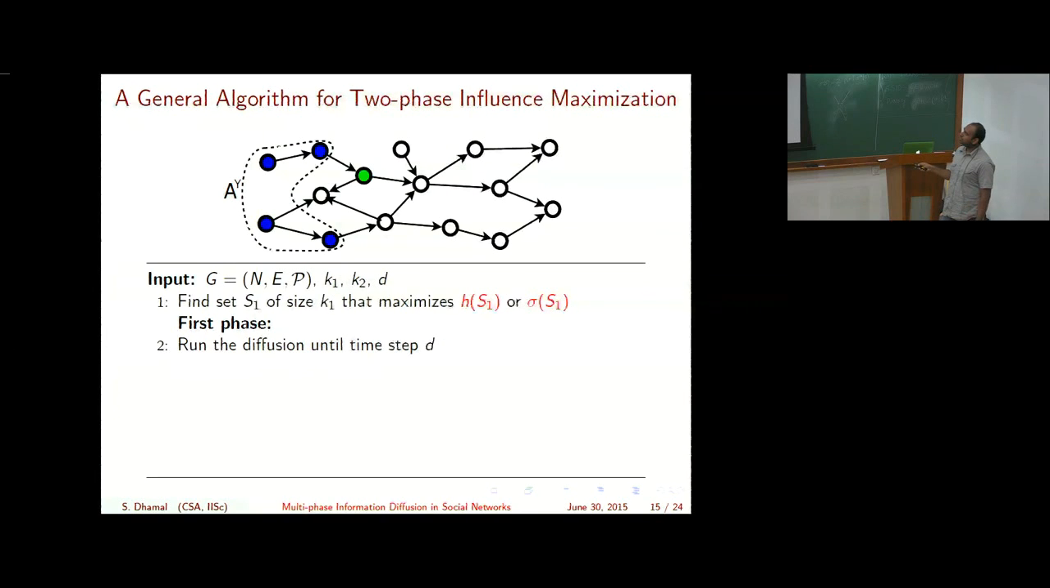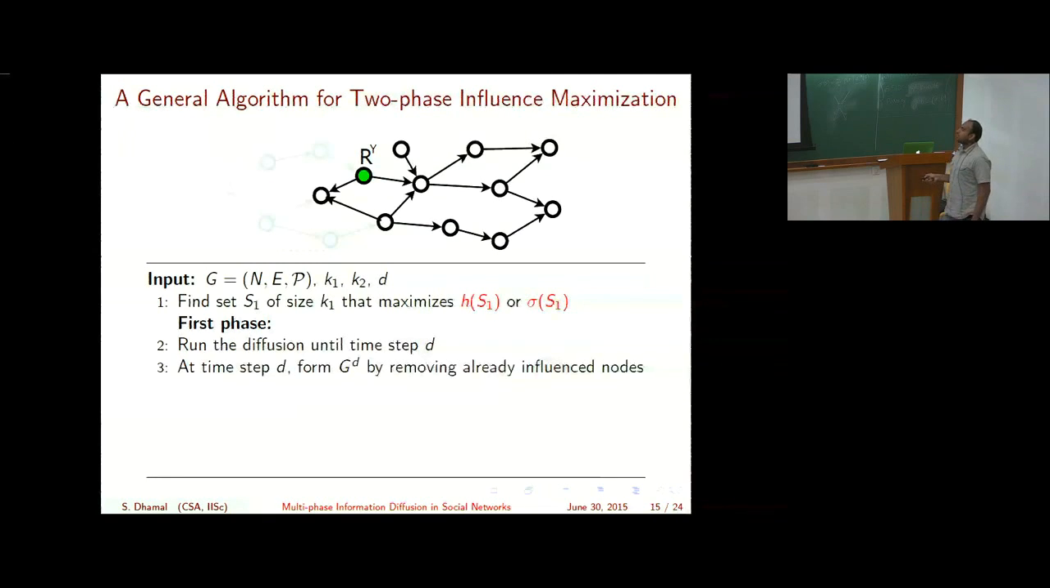These are the seed nodes which are already activated now, and this is the recently activated node in the middle of the observation. So when we have that intermediate observation at time step D, we form this particular graph by removing these already activated nodes, because now they are not going to play any role in the diffusion anymore.